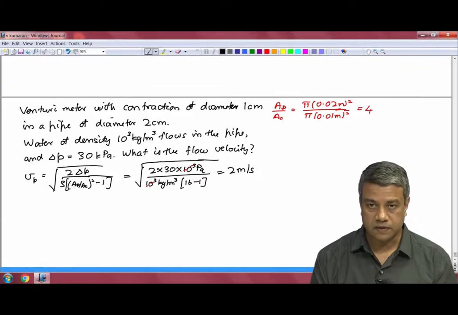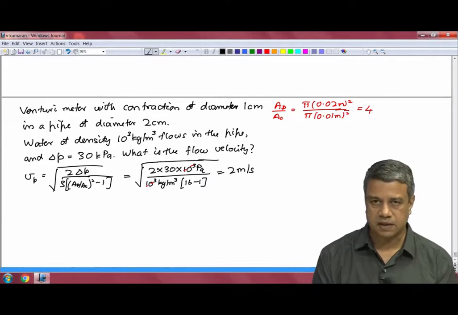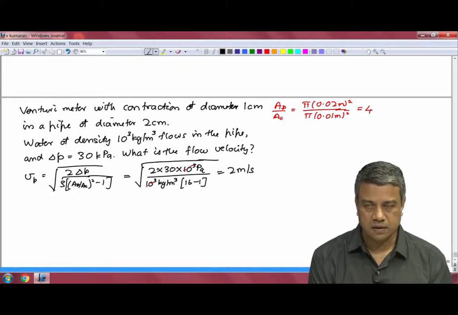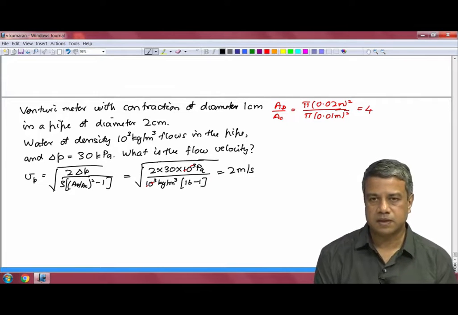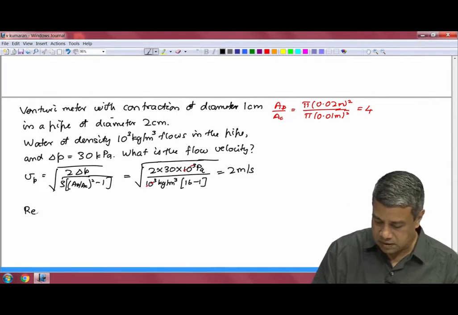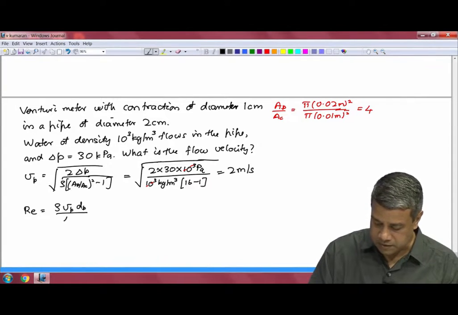Having got this flow velocity, one has to go back and verify that the assumptions that were made in deriving this flow velocity are correct. The assumption made is that it is an inviscid flow. That is valid only when the Reynolds number is high. So, the Reynolds number for this case is equal to rho V pipe times the D pipe by the viscosity.